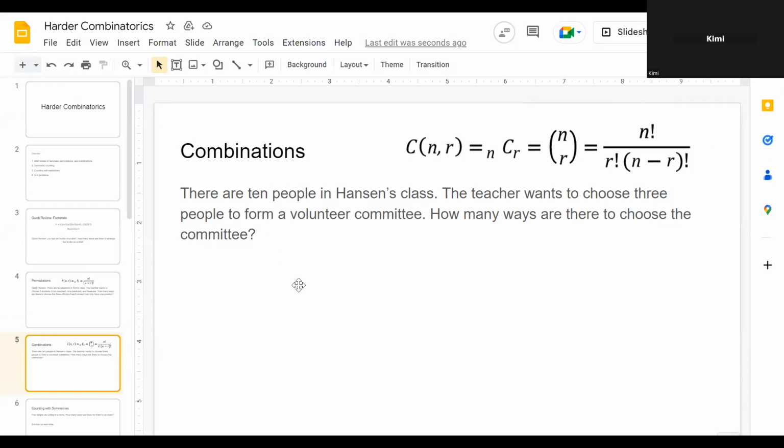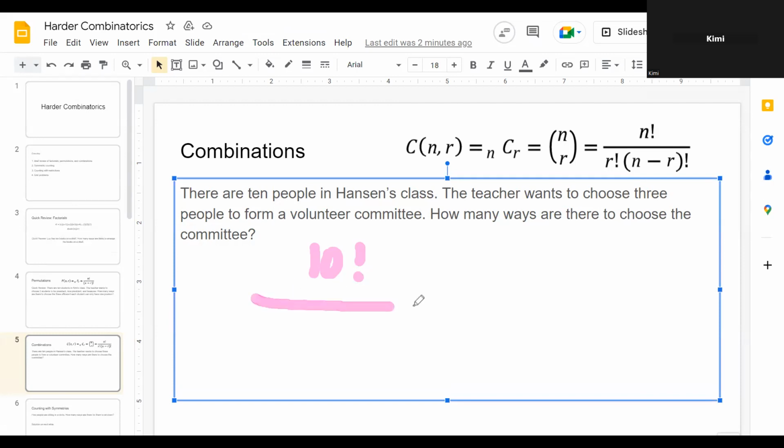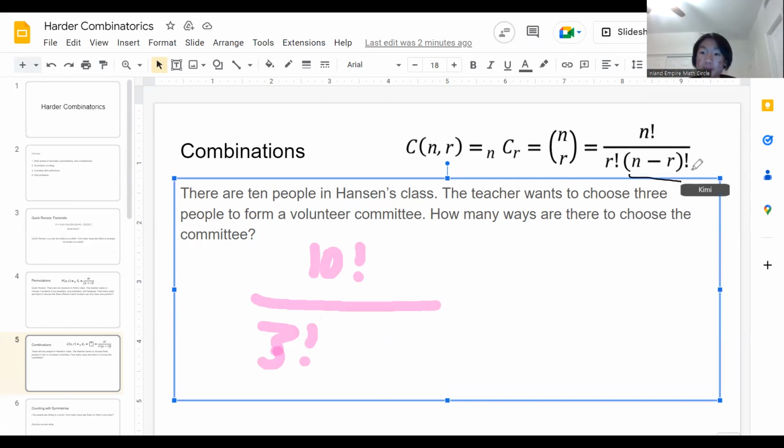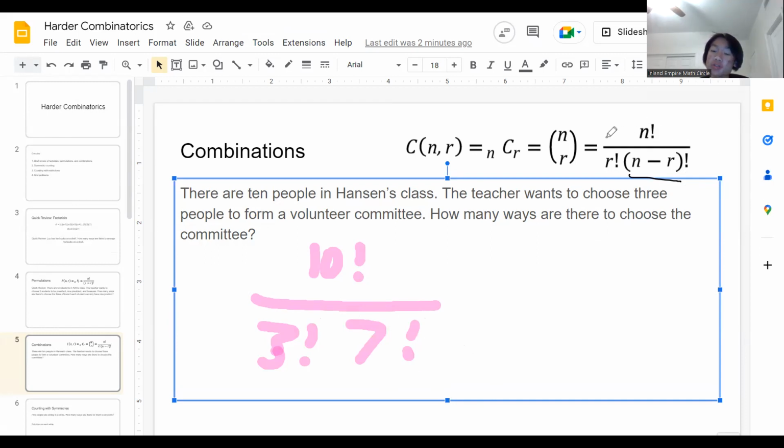Maybe it's 10 people, 10 factorial, and then divided by 10 factorial divided by 3 factorial, and then like the equation, like right here, this one. Yeah. So it's gonna be 10 minus 3, which is 7. All right, so now that we've used the equation, we understand how the equation works, right?